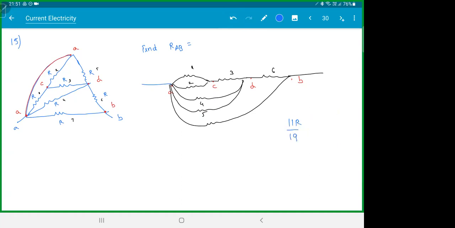Check. All clear with this? So once you got series parallel, job's done. Clear na, ma'am? Labdi, got this? Next one, going ahead. Yes Trisha, clear?